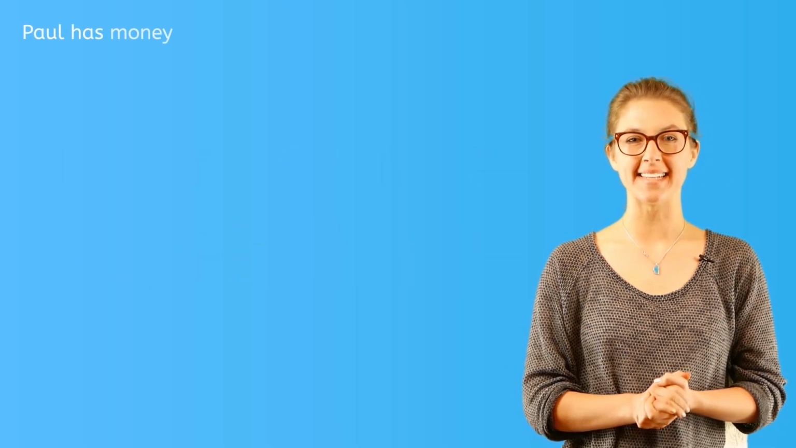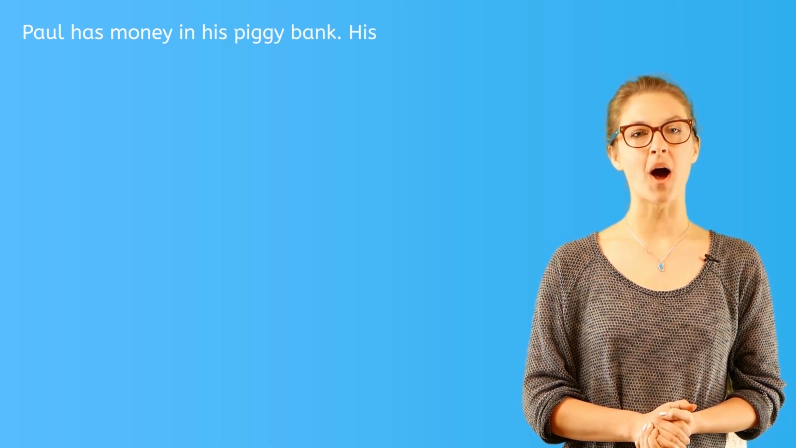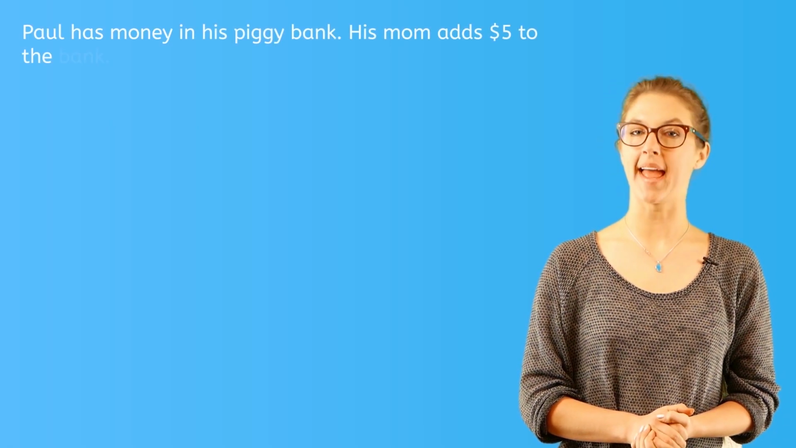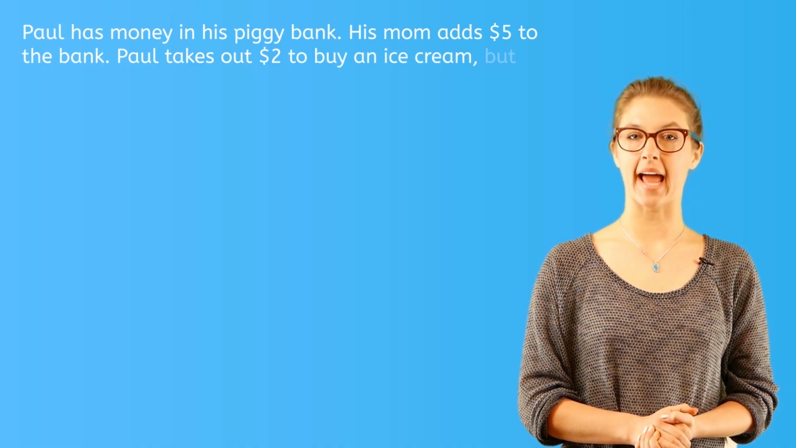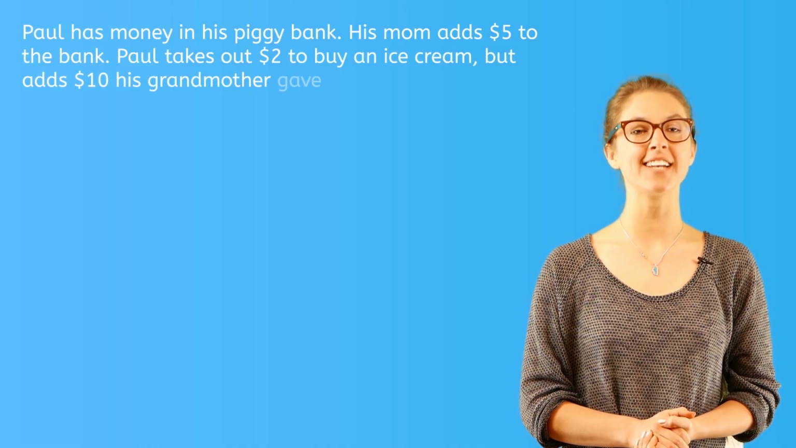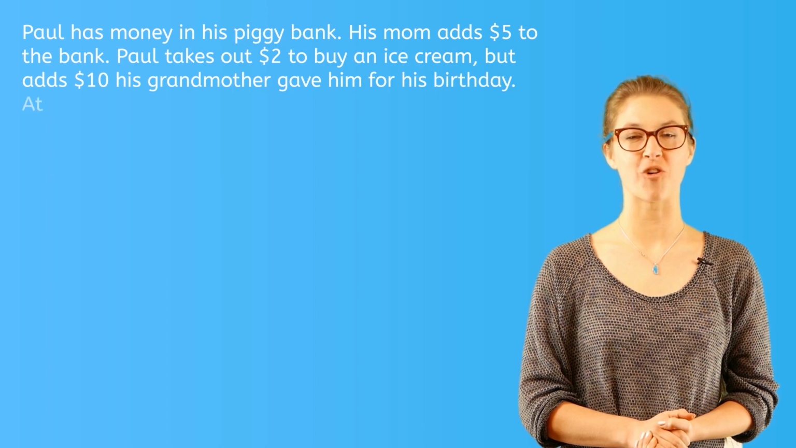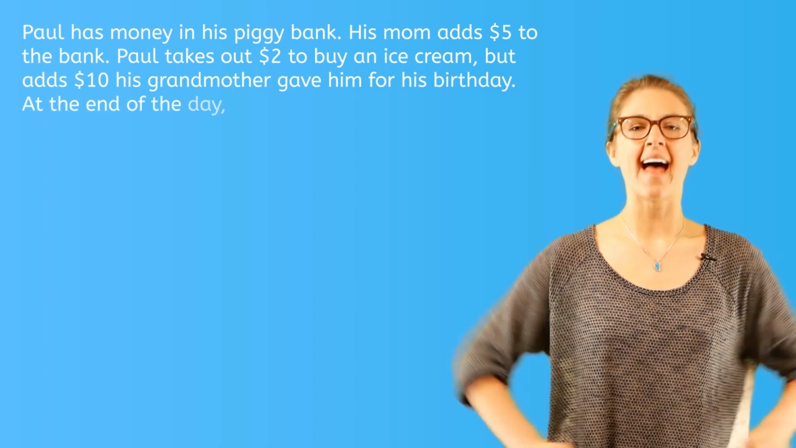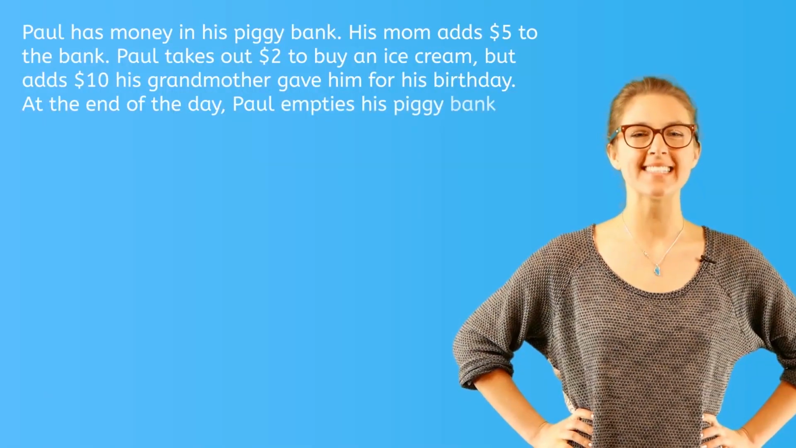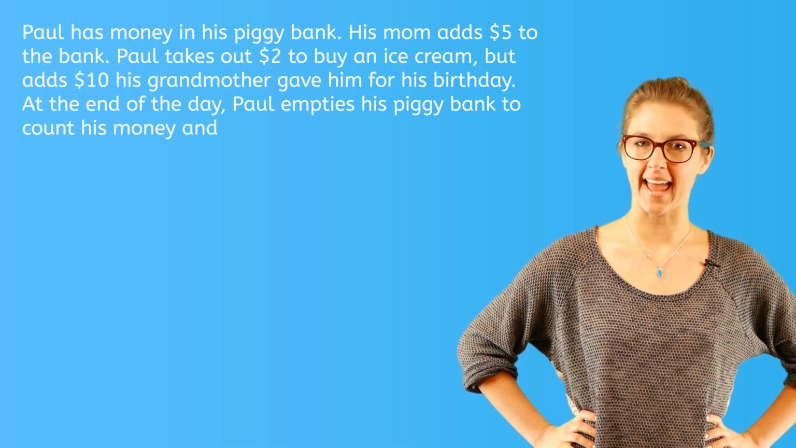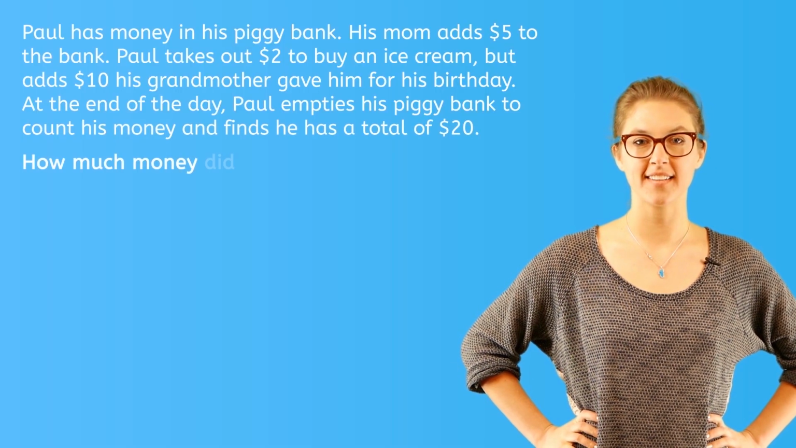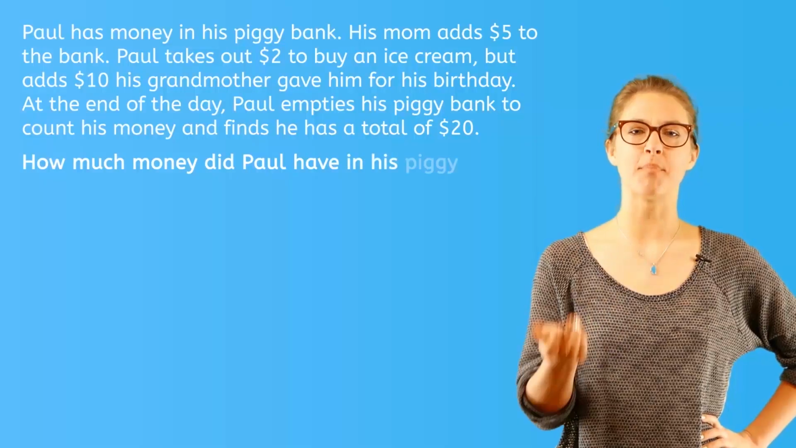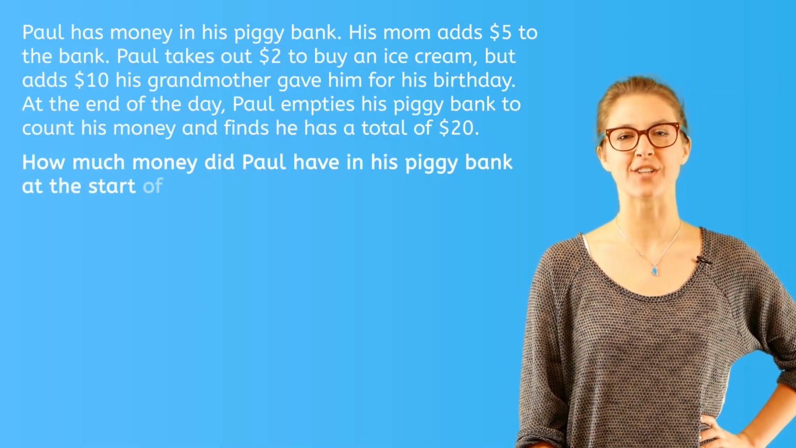Paul has money in his piggy bank. His mom adds $5 to the bank. Paul takes out $2 to buy an ice cream, but adds $10 his grandmother gave him for his birthday. At the end of the day, Paul empties his piggy bank to count his money and finds he has a total of $20. How much money did Paul have in his piggy bank at the start of the day?